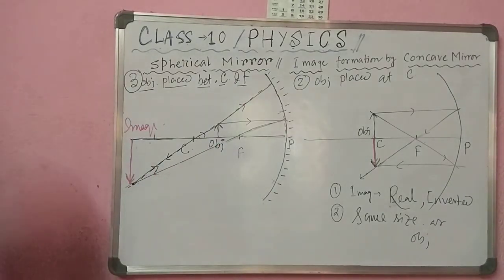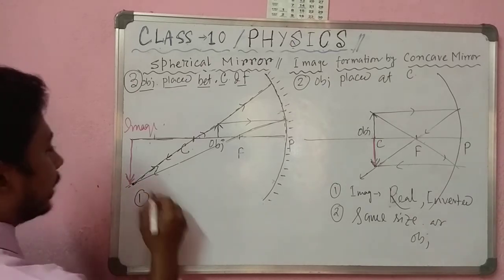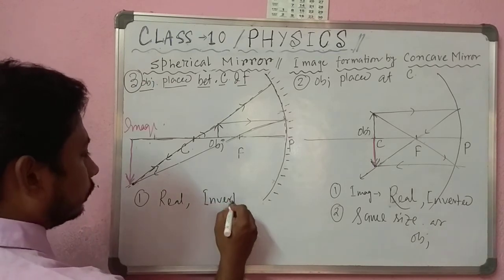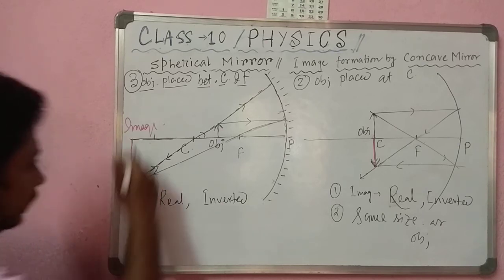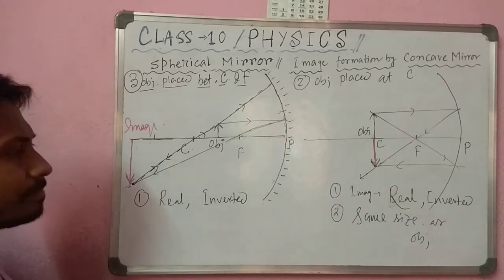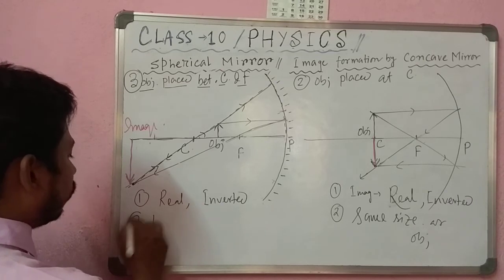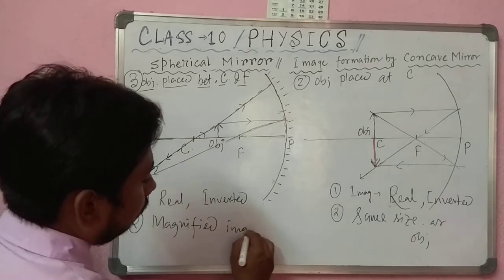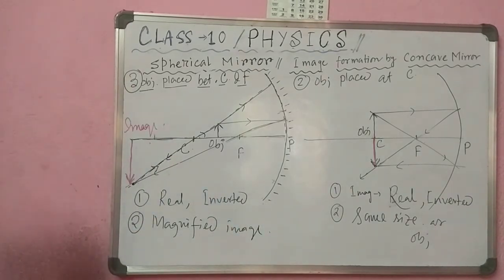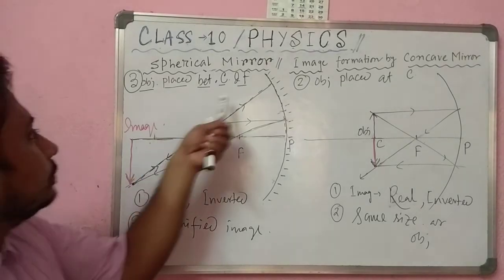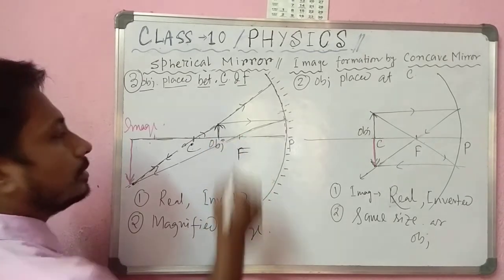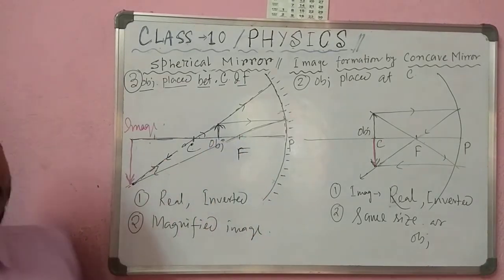Okay, so student, you can write the characteristics. The image will be, same thing, real. Okay, then inverted. Okay, and then slightly larger than the object, which means it's a magnified image. So you can write real, and number 2, a magnified image. Okay, so these are the characteristics of the image formation when the object is placed between C and F. See, this is C and this is F. Object placed between these two, and you get the image like this.